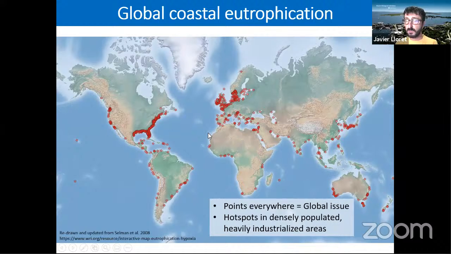There are two things to note here in this map. The first is that there are points everywhere, highlighting the global nature of the problem. And the second one is that the points tend to accumulate in densely populated, heavily industrialized areas like the eastern coast of the US, Europe, and the coast of China and southern Japan.